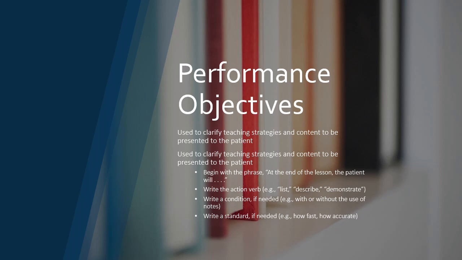The format for writing an objective is as follows. Begin with the phrase, "At the end of this lesson, the patient will be able to state what asthma medications they are currently taking." Write the action verb like describe, list, or demonstrate. Write a condition if needed, with or without the use of notes. Write a standard if needed: how fast, how accurate, or when.